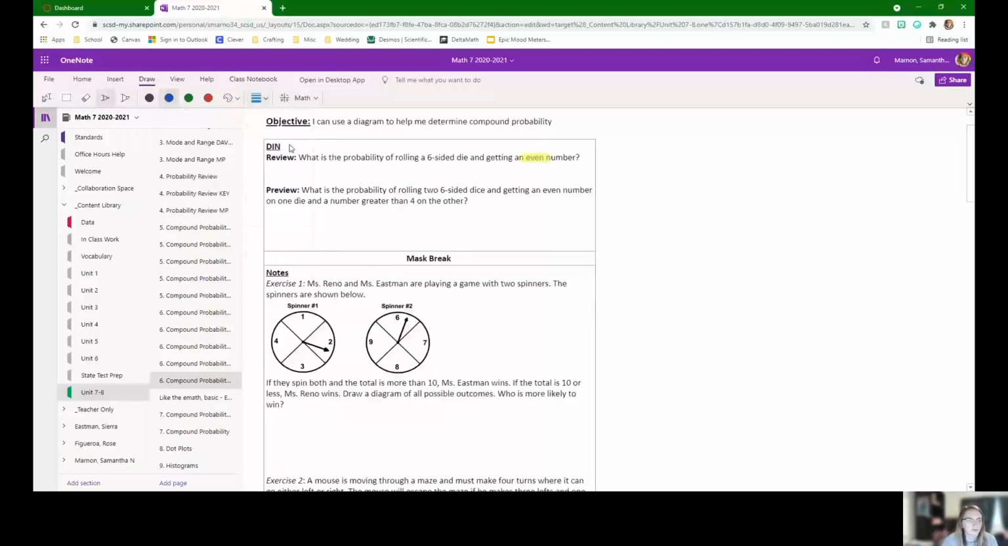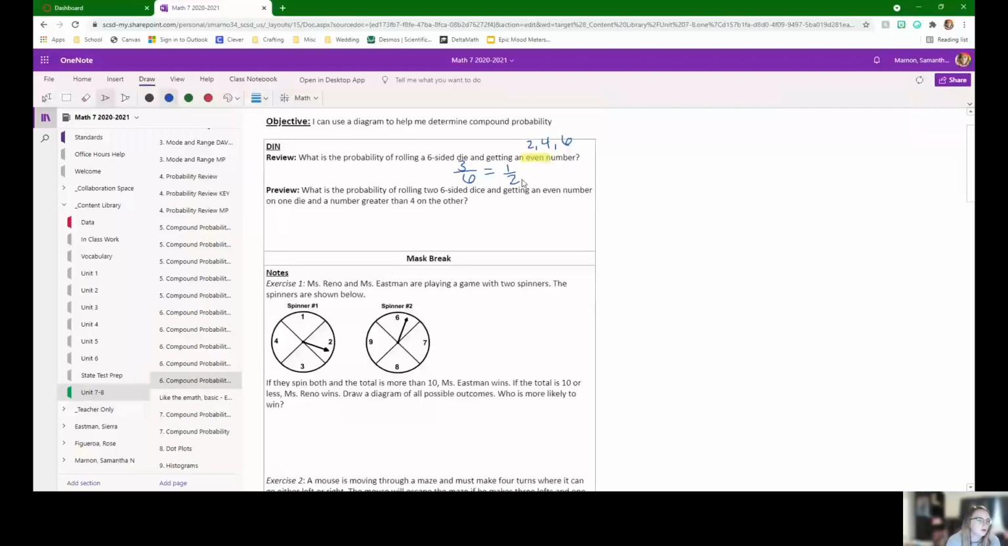Okay, so hopefully you went through and thought about what an even number means. On a six-sided die, we just mean 2, 4, and 6. We know even numbers are numbers that are divisible by 2. So we could get 2, 4, or 6. That's 3 out of 6 total options, or if you simplify that on your calculator, that's 1/2.